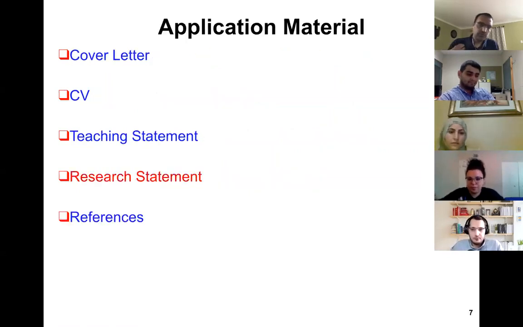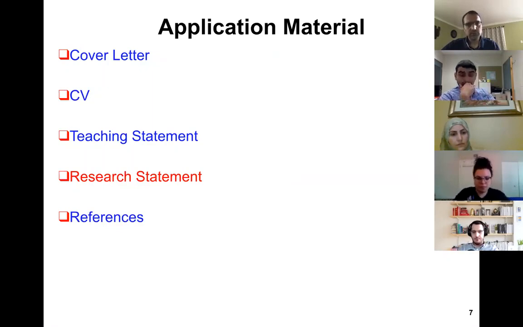Now, what I want to talk about a little bit today is the research statement. How do we basically prepare a research statement? If you take a look at this list, when we talked about generally what is required for a faculty position based on the announcements, they require basically a cover letter, a CV, teaching statement, research statement, and references. And again, that's what most academic positions require.